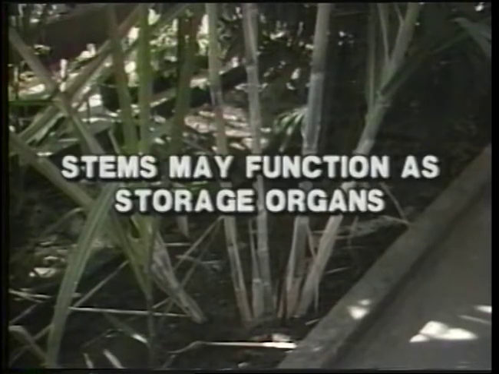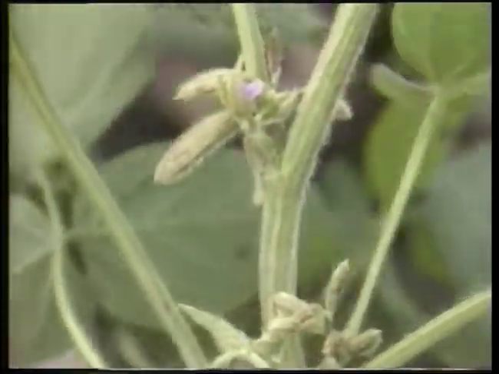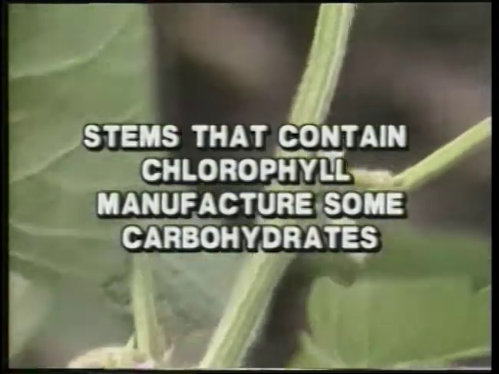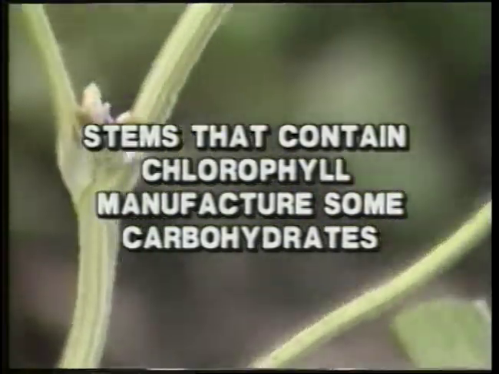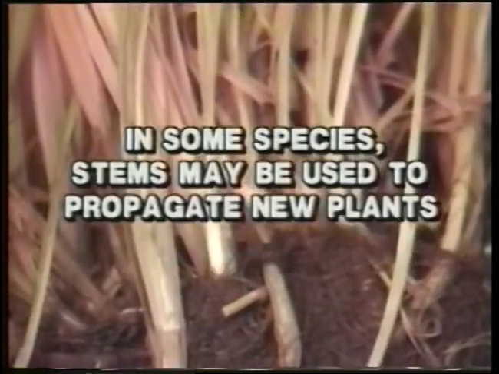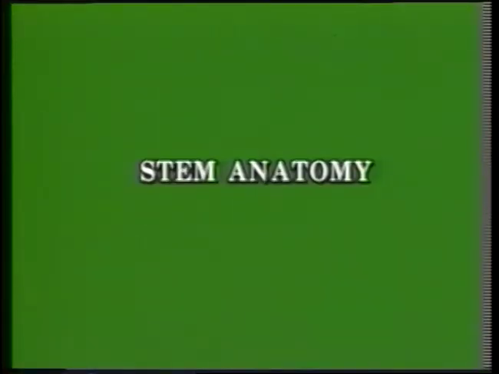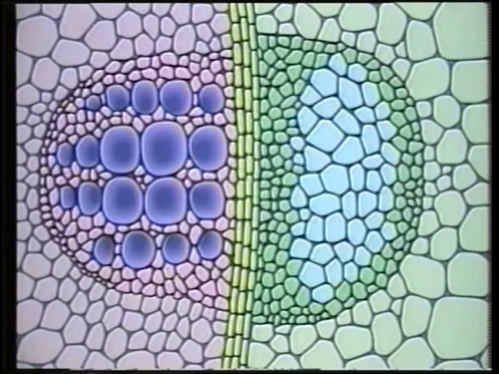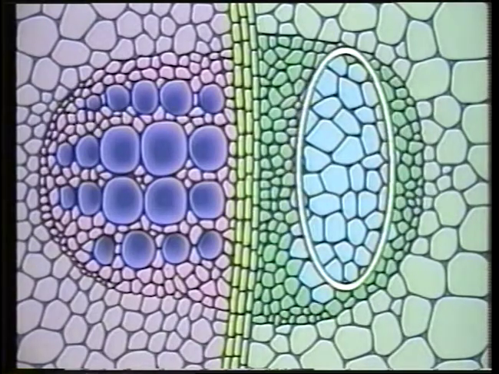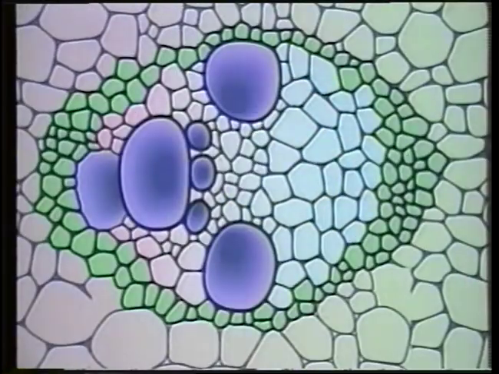Stems may function as storage organs, as in sugarcane. Stems that contain chlorophyll manufacture some carbohydrates. Stems may also, in some species, be used to propagate new plants. The diagram of a longitudinal section of a dicot stem in your text shows the internal structures of the stem. The location of the primary phloem outside of the xylem is a common characteristic of both dicots and monocots.